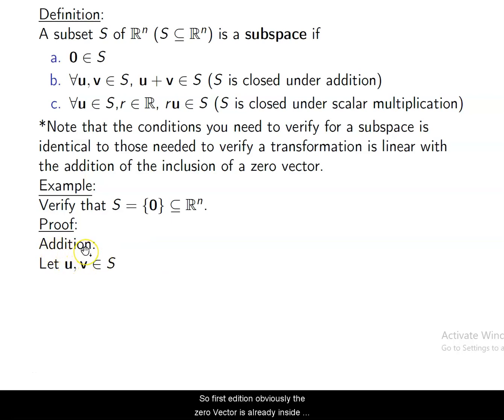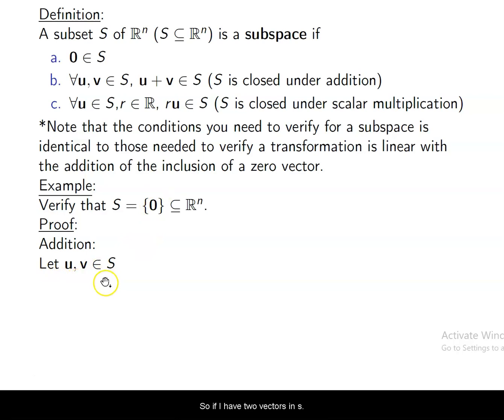So first, addition. Obviously, the zero vector is already inside of the space, so I don't have to show that that's true because that's already true. But for addition, let's say we have two vectors, any two vectors in S. So again, I can never say, hey, I have this exact vector and this exact vector. They have to be abstract vectors. But luckily for us, our abstract vectors here are always the zero vectors.